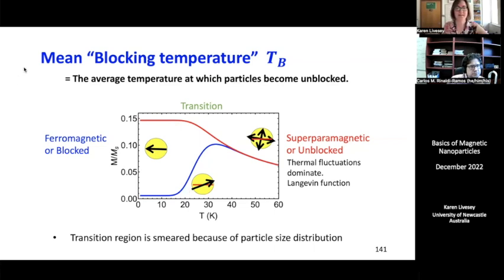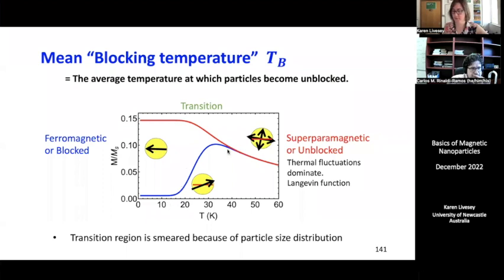So we define something, I haven't talked about the title of the slide yet, so I probably should. We define something known as the mean blocking temperature, which is T subscript B. And we should be careful to always say mean blocking temperature, I think, because depending on the size of the particle in your sample, each particle will have a different blocking temperature. The mean blocking temperature is the average temperature at which particles become unblocked. So it's in this region here.